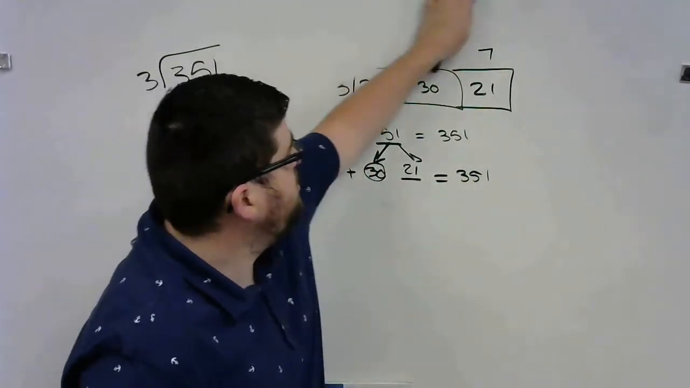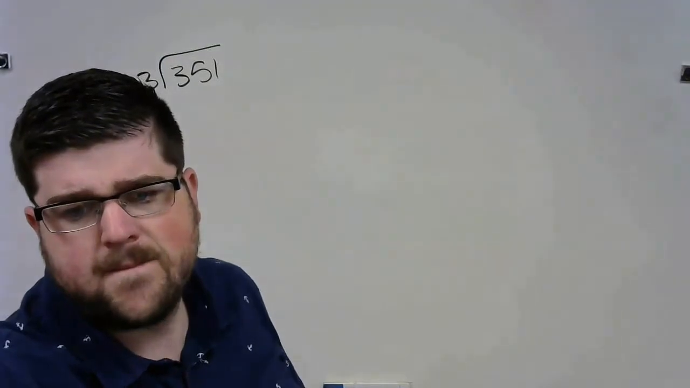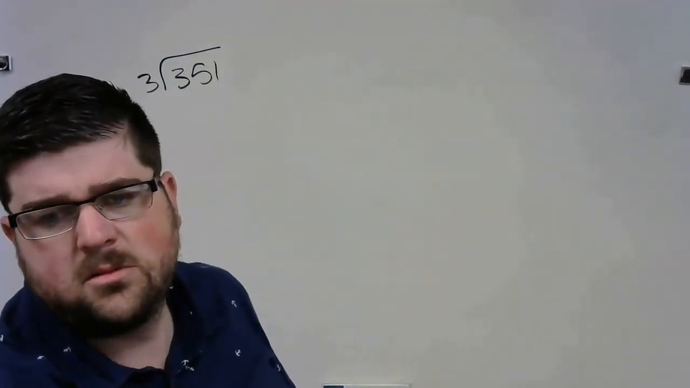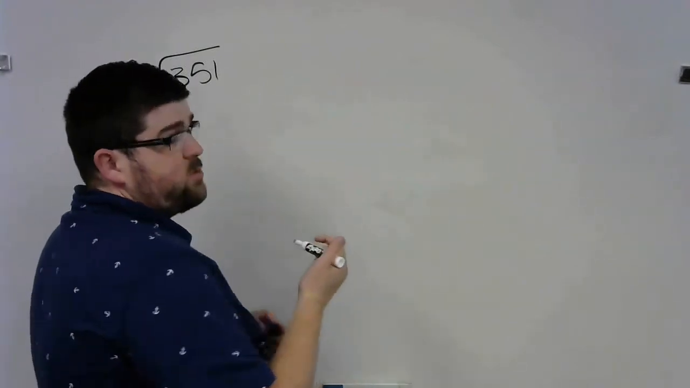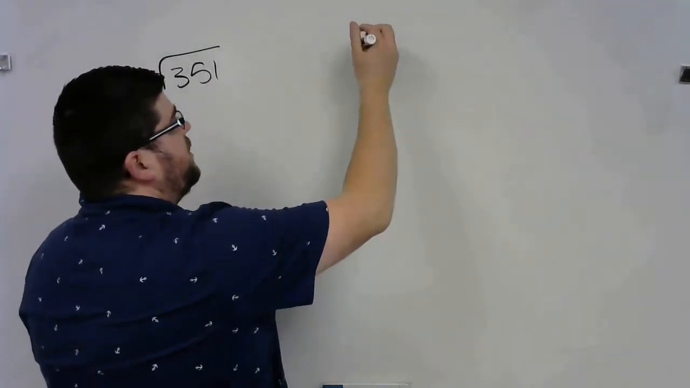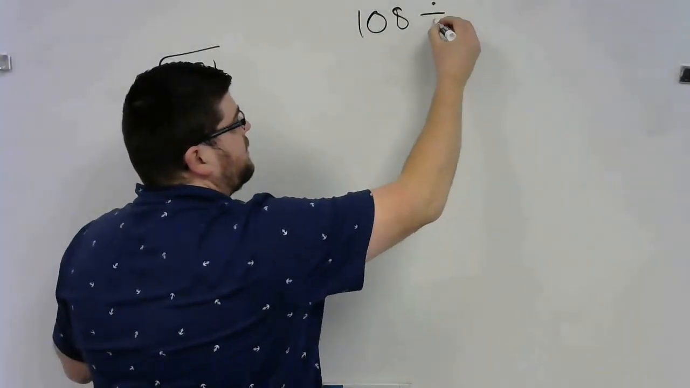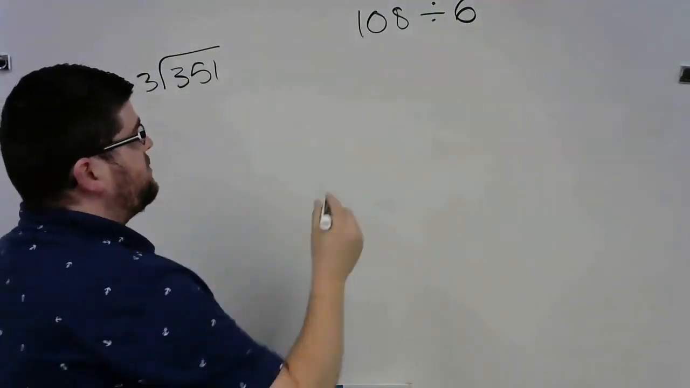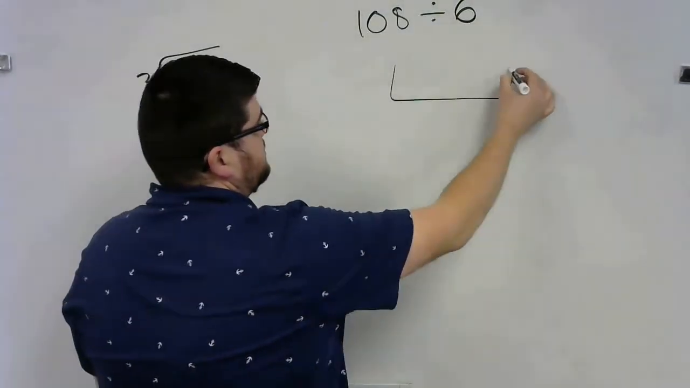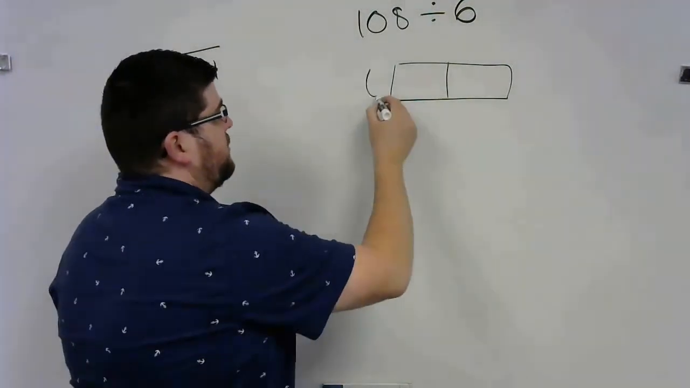So let me show you another one. Let's do a smaller number. This one only has 2 boxes. Let's do 108 divided by 6. Okay, so this one I'm going to draw my 2 boxes again. I'm always just going to start with 2 boxes, and I'm going to put 6 here.